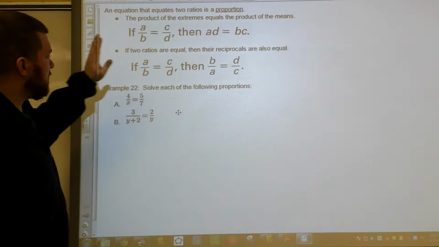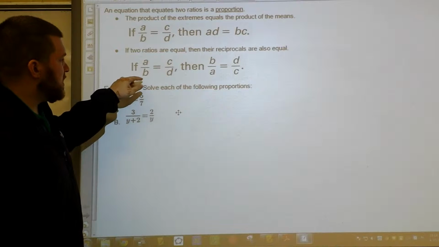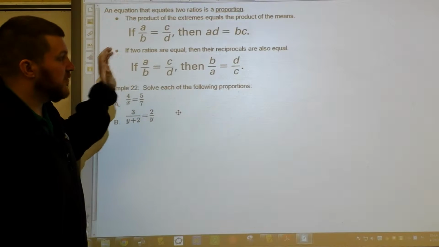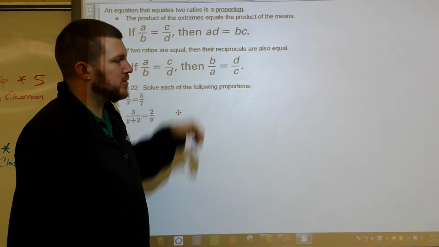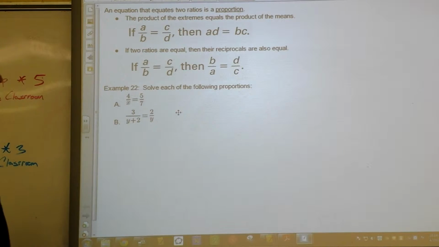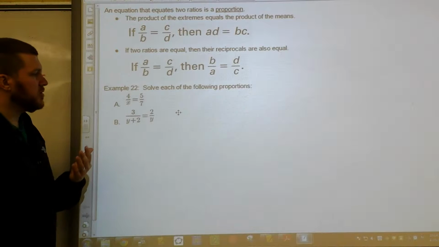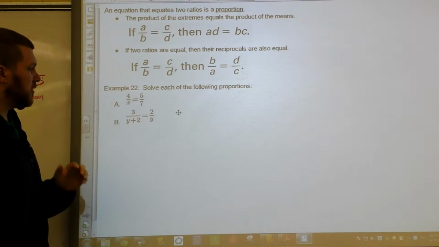And also, if I have a proportion, and I have a over b equals c over d, then I can simply flip both fractions and maintain the equality. So b over a is still equal to d over c. But you do have to flip both fractions. So using these rules, I'm going to go ahead and solve both equations.